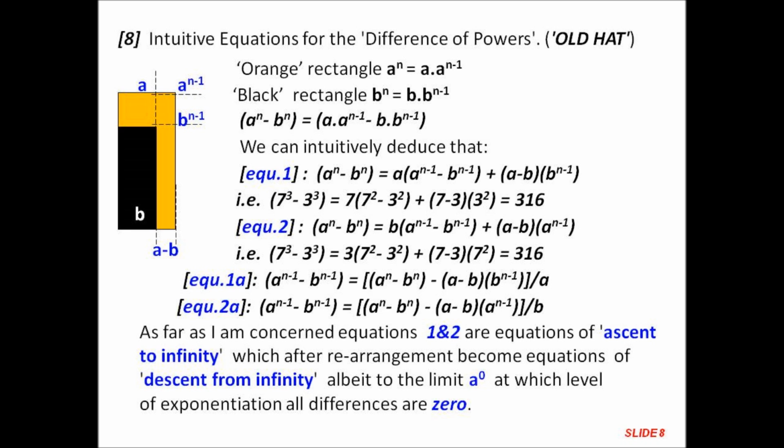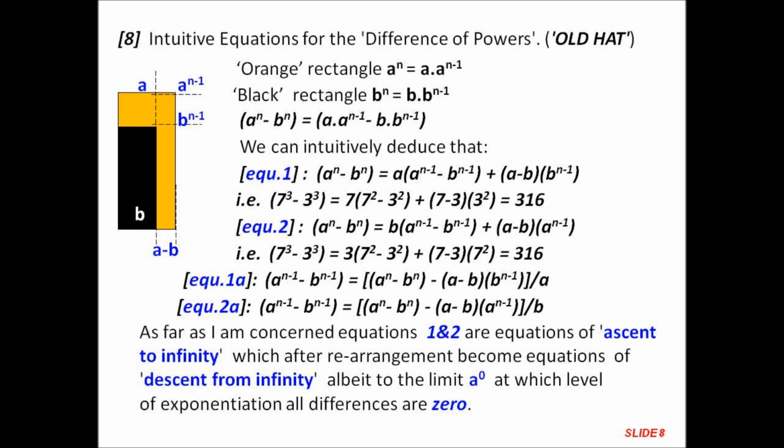Intuitive equations for the difference of powers. I have covered this item before, but have included it here for completeness. Orange rectangle: a to the power n equals a times a to the power n minus 1. Black rectangle: b to the power n equals b times b to the power n minus 1. Therefore, a to the power n minus b to the power n is equal to a times a to the power n minus 1 minus b times b to the power n minus 1.